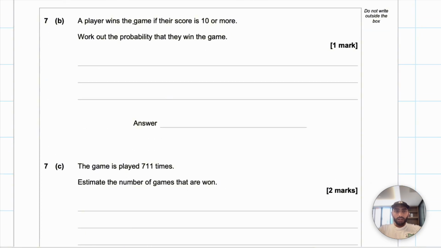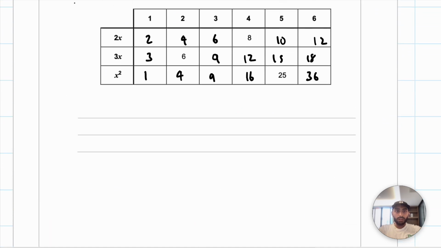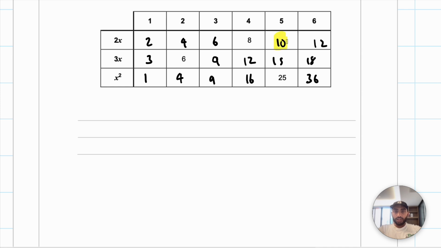Part B. A player wins the game if their score is 10 or more. Work out the probability that they win the game. So we need to find all the cases where it's 10 or more and the total amount of cases. So that's 10 and more, that would be 10 and more, and all of these will be 10 and more. All of these are smaller than 10, so we don't include them.